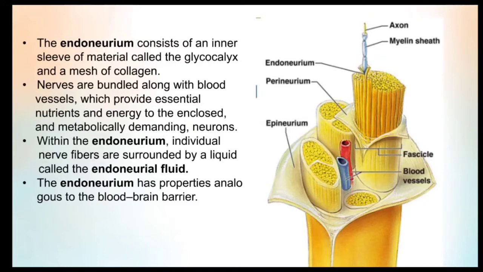Tulad nga ng sinabi ko kanina na ito ay katumbas or parang halimbawa ng cerebrospinal fluid sa ating brain, which is yung pinoprotect ng cerebrospinal ay ang ating brain sa mga injury, at yung endoneurium naman is pinoprotect niya ang ating axon sa mga injury.